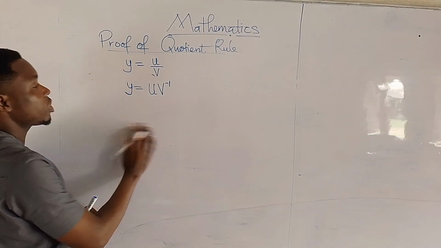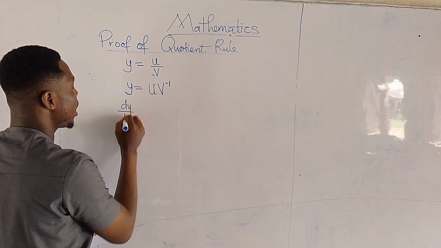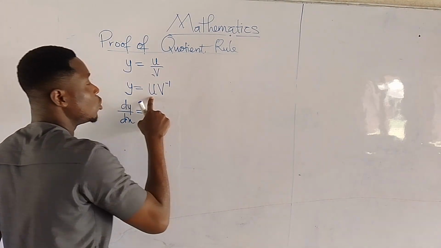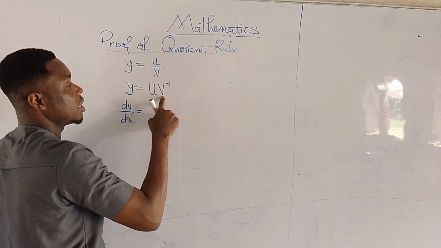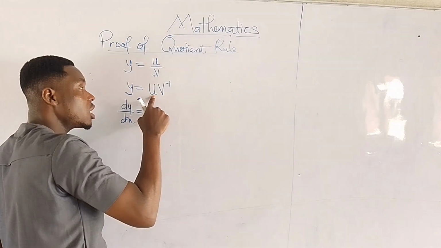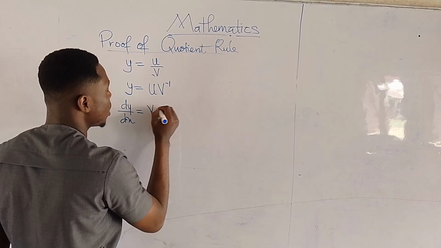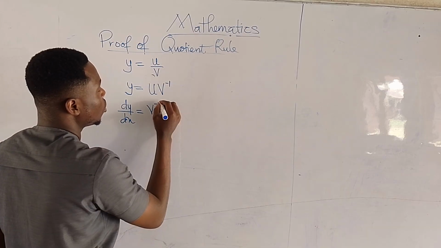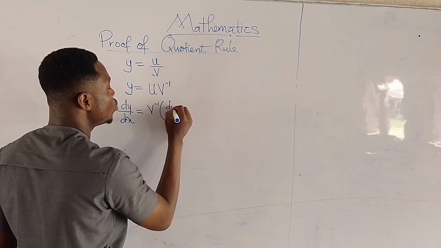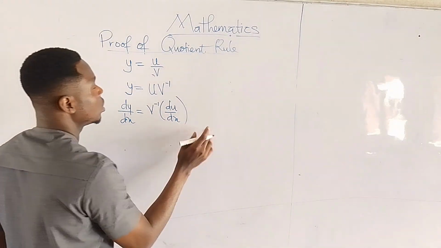Now let's differentiate with respect to what? x. So dy over dx will be equal to what? We hold v to the exponent -1, and we differentiate u. How do we differentiate u? So we hold the v, so v to the -1. Now we differentiate u. When you differentiate u, you get what? du over dx, as I said early on.